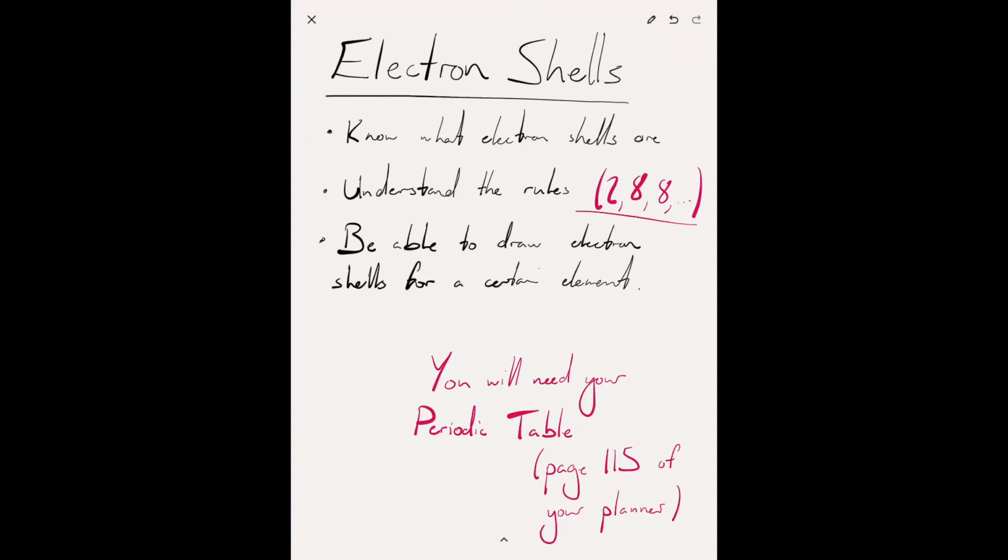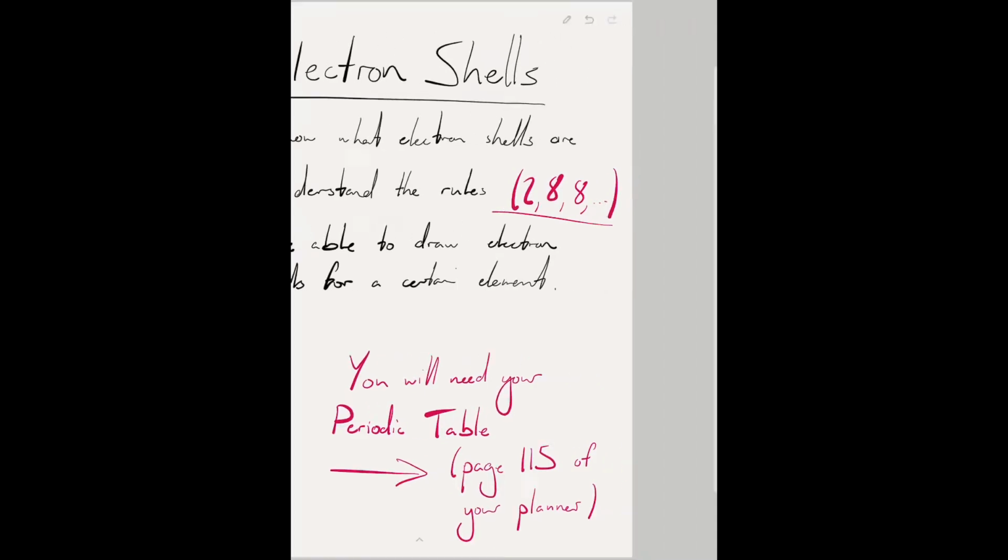Okay, so you will need your periodic table today, so it's in your planner, page 115 of your planner, so I suggest you pause the video now and go and get your planner if you haven't got that already. Okay, brilliant. So you've got your planner now, I hope, and we can have a look at how we're going to use that to talk about today's lesson.